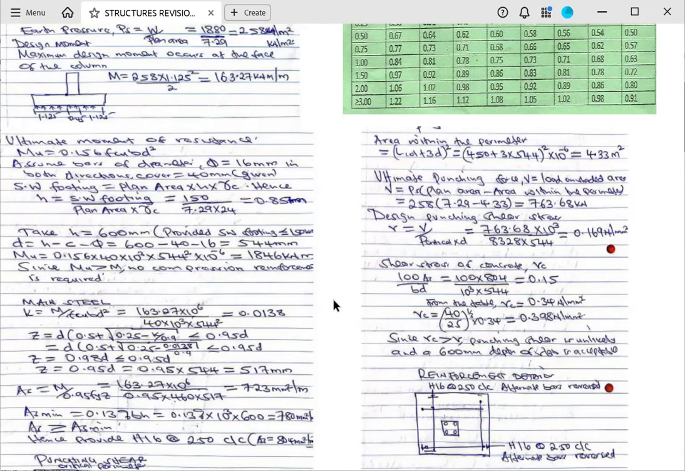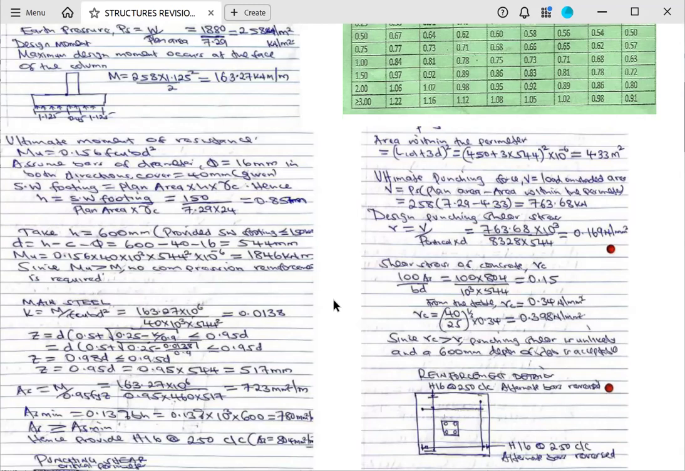Strength of concrete we are given as 40, that's why we have that 40. So we shall get a value of 0.0138. Then you go to lever arm Z. Remember we said the value of Z should not exceed 0.95 effective depth D. So if we compute using the value of K, Z will be 0.98D, which is not acceptable. In that case, we take Z as 0.95D, which will be 517 millimeter.